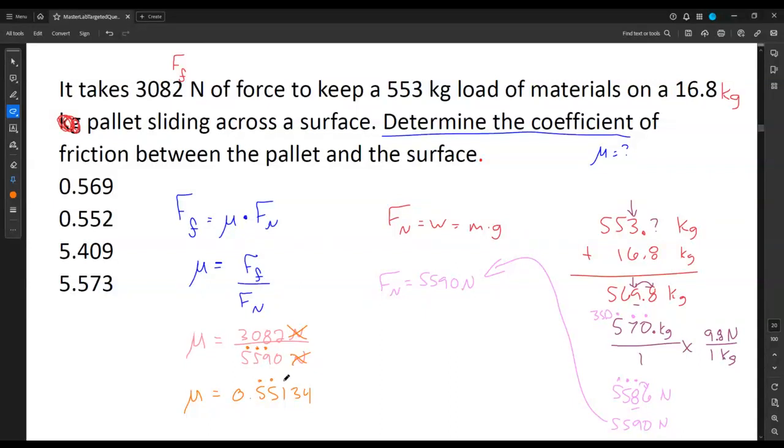Now, tiny difference in this and the answer key. These are written in Excel. Sometimes the answer choice is just rounded a tiny bit off. We get 0.551 compared to 0.552. Okay, and for this information, that's it.